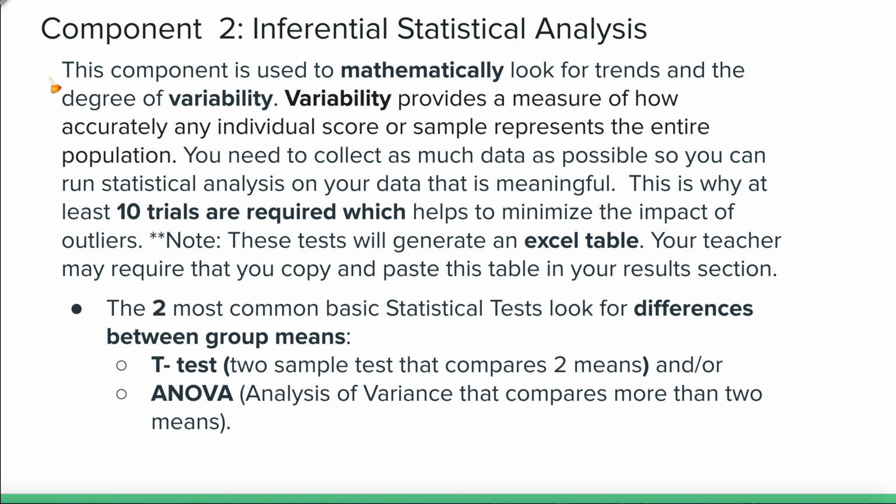Now, you're going to be using the program on your computer called Excel, and these tests will generate an Excel table, and your teacher may require that you copy and paste this table in your results section. The two most common basic statistical analysis tests look for differences between groups. The first one is a t-test. It's a two-sample test that compares two means, and/or an ANOVA test, which is an analysis of variance that compares more than two means. You can use one or two tests when analyzing your data.